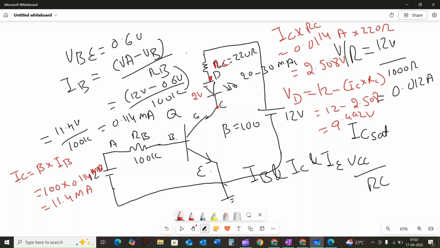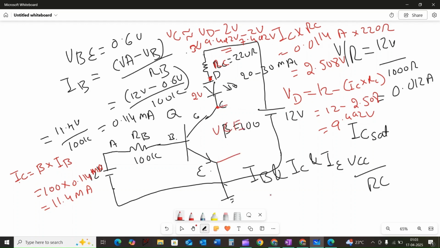It can be between 1.8 to 2.2 volt. So that VC is approximately equal to VD minus 2 volt, which is approximately equal to 9.492 volt minus 2 volt, which is equal to 7.492 volt.